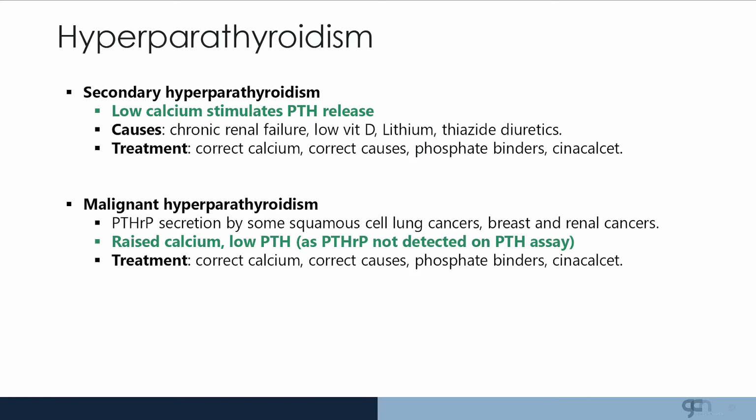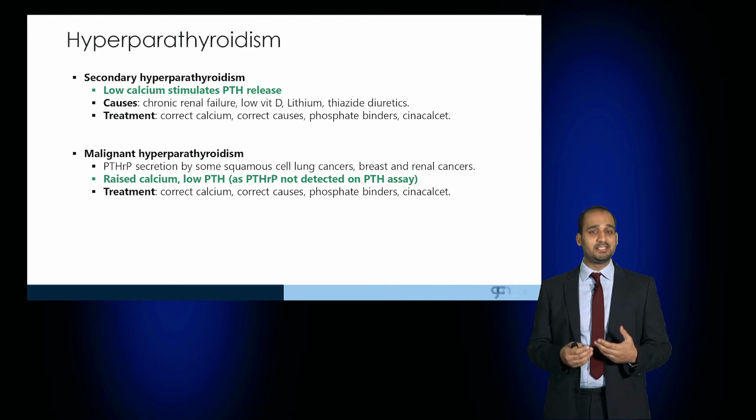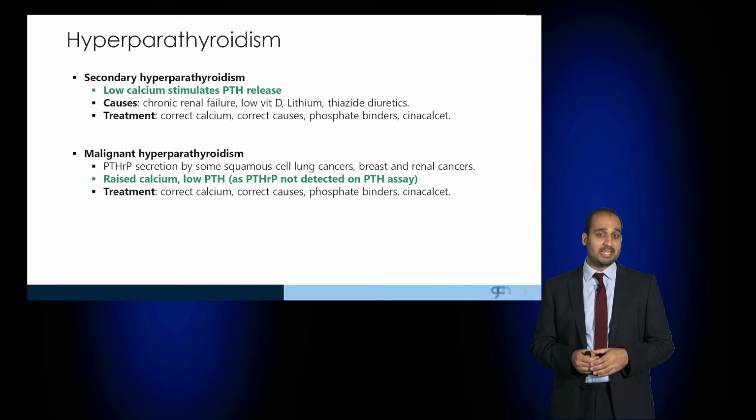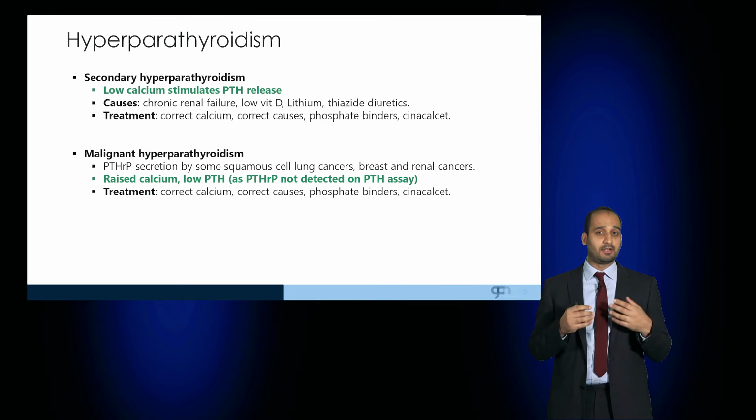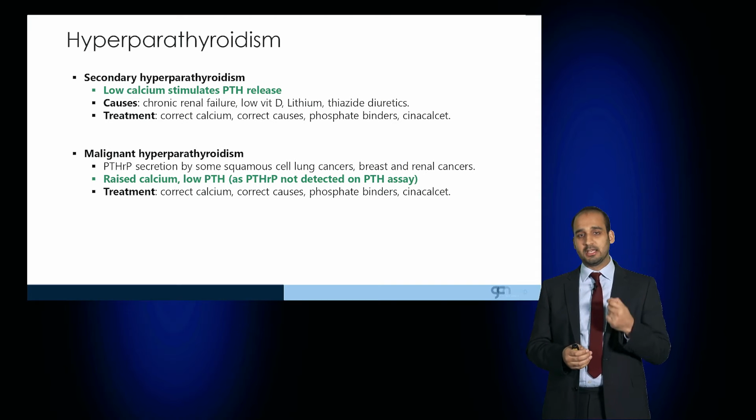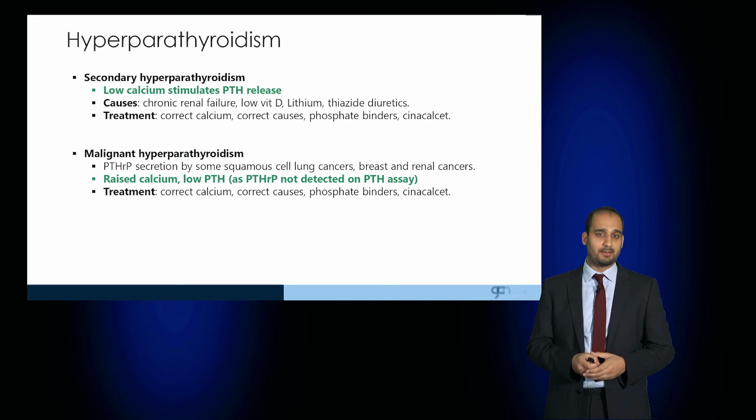Malignant hyperparathyroidism occurs when there is a similar peptide called parathyroid hormone-related peptide, which is secreted by cancers, particularly squamous cell lung cancers, breast and renal cancers, which leads to elevated levels of calcium, but on detection of the PTH assay, this is found to be low. This is because parathyroid hormone-related peptide is not detected on routine assays. The treatment is to correct the calcium and to determine the underlying malignancy and to see if that can be resected.